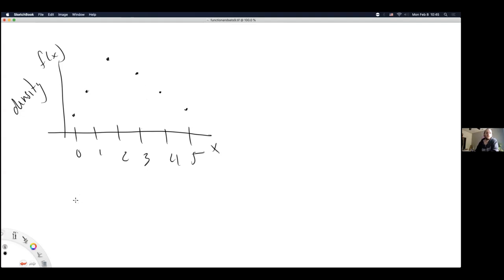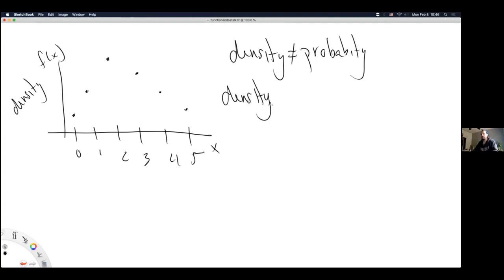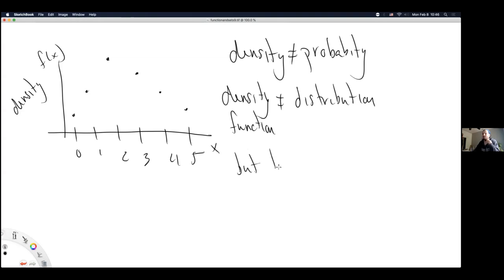Okay. The other thing you're going to want to do is to think that the density function is the distribution, but that is also not the case. So we're going to make some notes as we go. Density. Not equal to probability. Density function, let me write that a little bit better. Not equal to the distribution. But both are closely related.